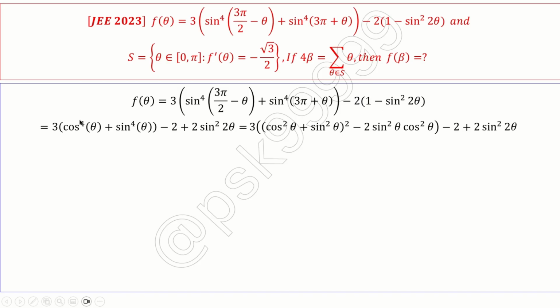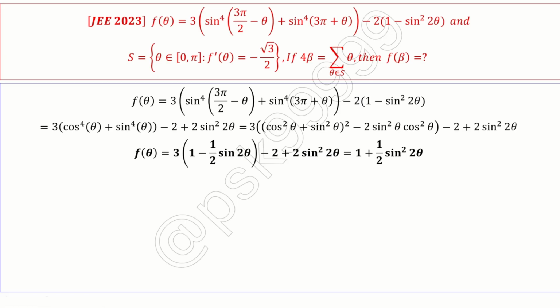Now I will convert this into sine square 2 theta. I need to convert this into sine square 2 theta. How can I do this? This is nothing but a square plus b square whole square minus 2ab. So this is 1, and here you can get the sine 2 theta form. So f of theta is nothing but 3 times 1 minus half sine 2 theta, minus 2 plus 2 sine square 2 theta. If I simplify, this is 1 plus half sine square 2 theta.